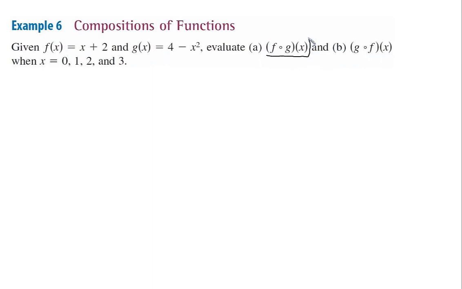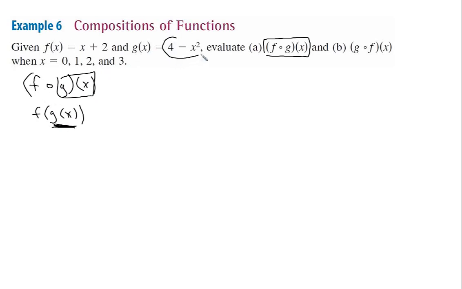So I'll do this one first. I'll start with f composed with g of x, and then we're also going to have to evaluate after we find out what this is. Remember, this is the same thing as this notation right here. So we're starting with the g function, the one right next to the x variable. What's the g function? The g function is 4 minus x squared.